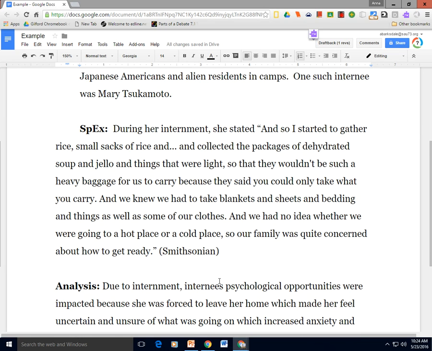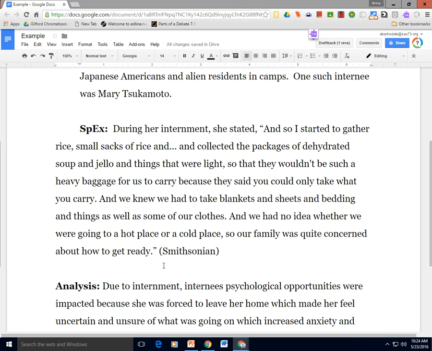All right. But in this case, I'm giving a quote. So my definition of my specs is going to be a little different. But then I go on to say, during her internment, she stated, notice I embed the quote. I don't start the specs with a quote. And so I started to gather rice. She talks about her experience.